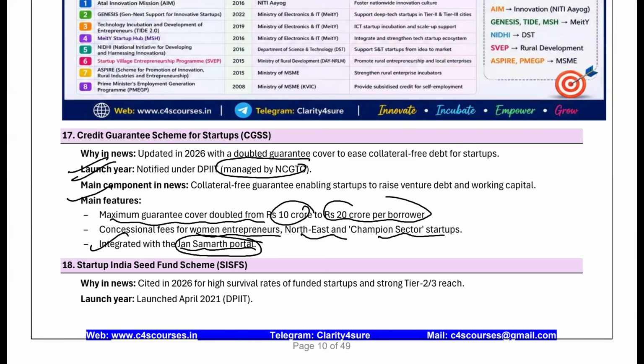Is it clear? Are you all getting my point? Everyone is getting my point. So please try to understand the exam keyword. Exam keyword क्या है for this kind of a scheme? That it is startup loan guarantee. It is a startup loan guarantee scheme.